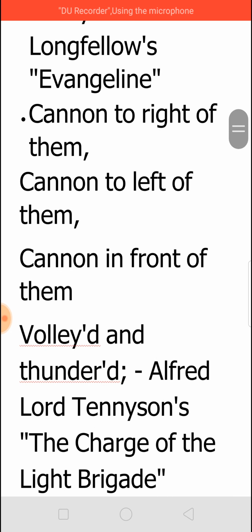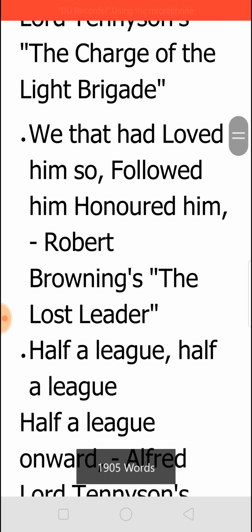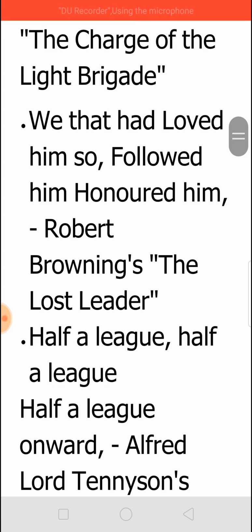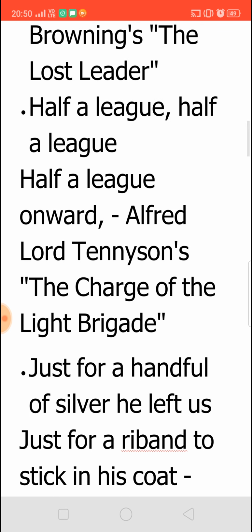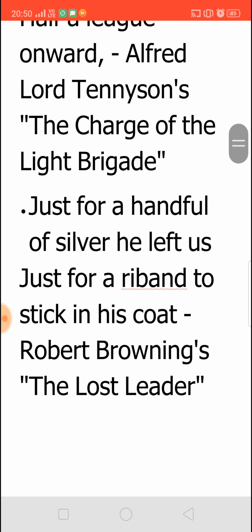And another example is: cannon to right of them, cannon to left of them, cannon in front of them, volleyed and thundered. This is from Tennyson's The Charge of the Light Brigade. Another example is Robert Browning's The Lost Leader: We that had loved him so, followed him, honoured him. And another one is: half a league, half a league, half a league onward. This is from Tennyson's The Charge of the Light Brigade. And one more, again from Robert Browning's The Lost Leader: Just for a handful of silver he left us, just for a ribbon to stick in his coat.